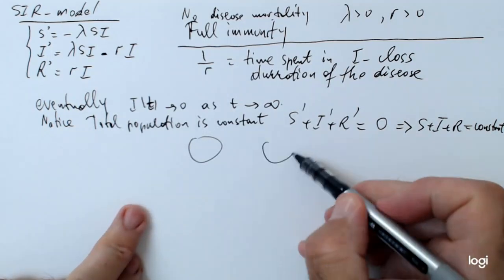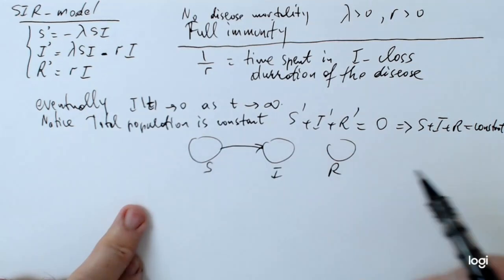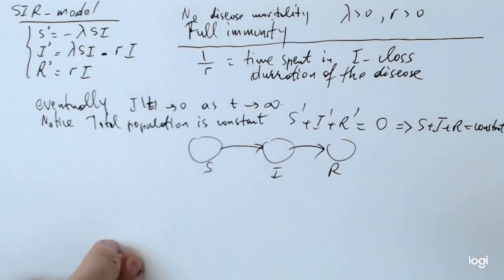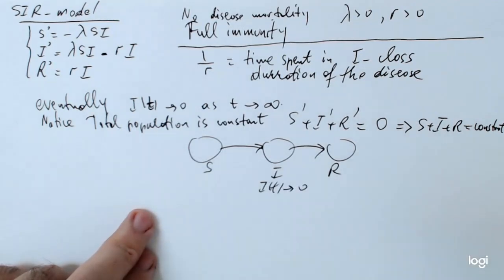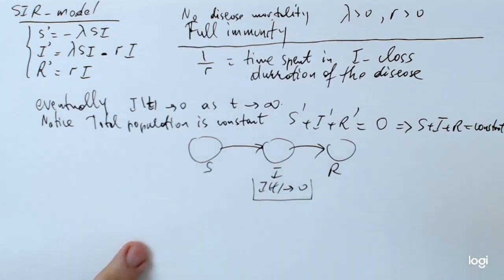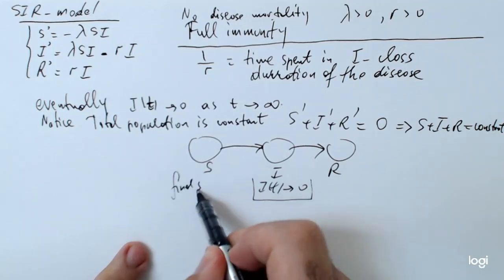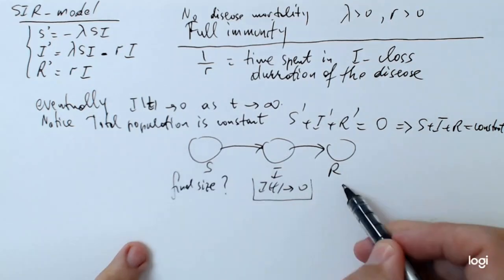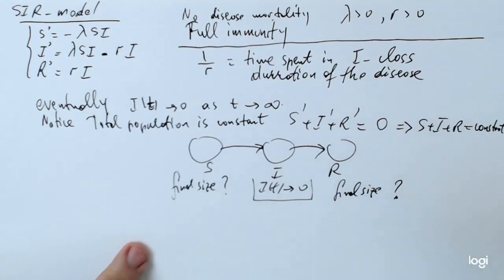You have basically three categories of individuals. There is some transfer from S to I, some transfer from I to R, but eventually, like I said, I of t goes to 0. So the main question is, for example, when the game is over, when the epidemic is over, what is the final size of S and R?